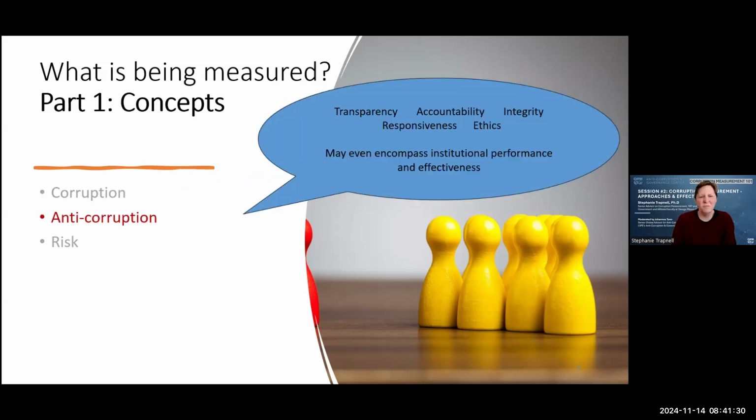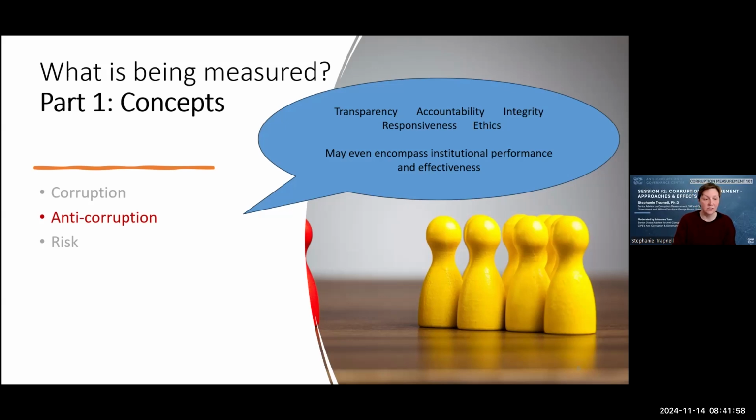And then we have something called anti-corruption sometimes. It generally is about transparency, accountability, integrity, these things that we think prevent corruption from happening. It can also involve responsiveness and ethics. It's a lot about compliance, especially in the private sector. It might even encompass institutional performance and effectiveness, because the idea is if you're performing well, you will be preventing corruption. And that's where that comes from.